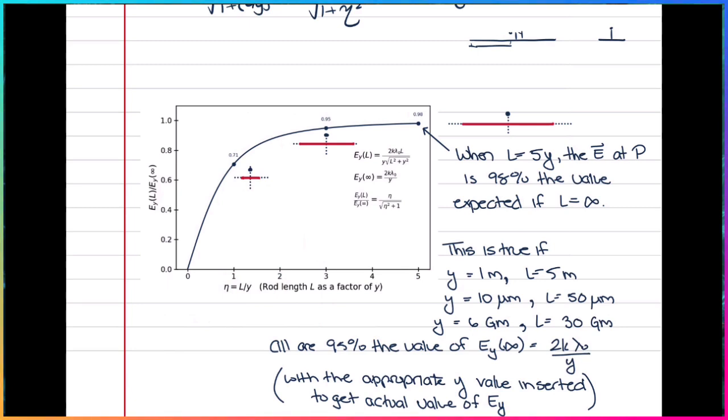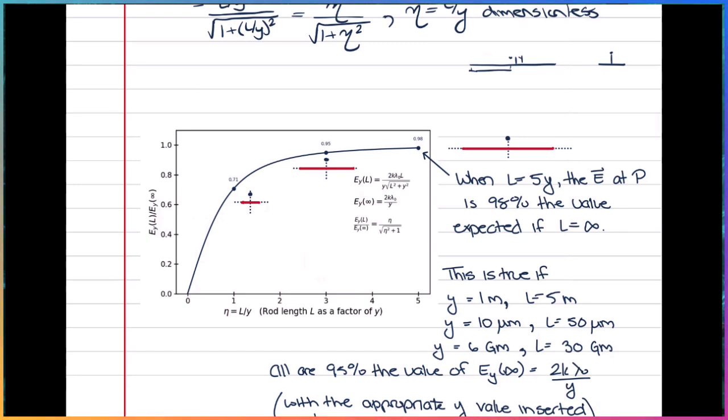But I don't have to worry about units or anything like that. And then this is the ratio of the E-fields. Notice it starts at 0, and then it climbs up and eventually looks like it's asymptoting to 1, which is what you would expect. When it asymptotes to 1, that means that E_y of a finite rod over E_y of the infinite rod is approximately 1, which means that the finite rod is well approximated by the infinite rod.